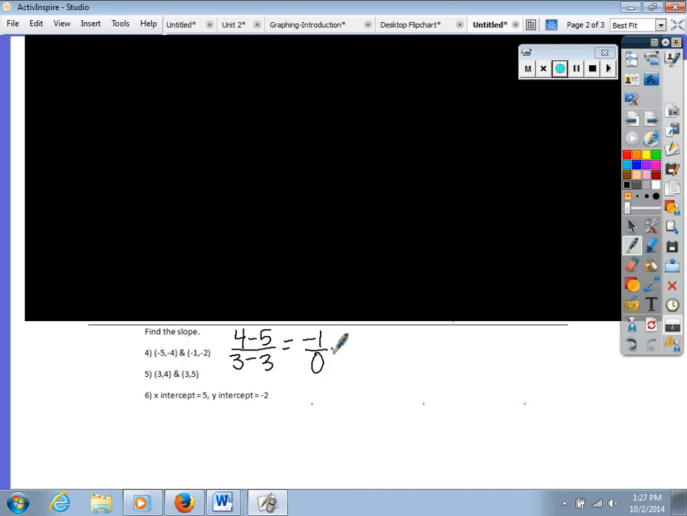If this was 0 over negative 1, then it'd be 0. But since 0 is under the line, or it's in the denominator, we always say 0 under the line means the slope is undefined, which basically states that you're not going to have a slanted linear line. You're going to have a straight up and down line. Okay, so if you get 0 under the line, that means it's undefined. And if 0 is on top, then that's when it's just 0.